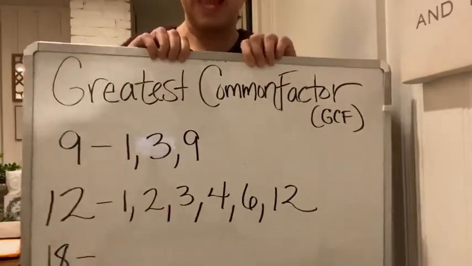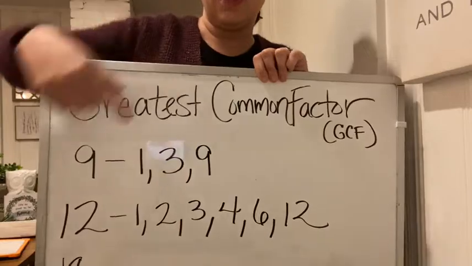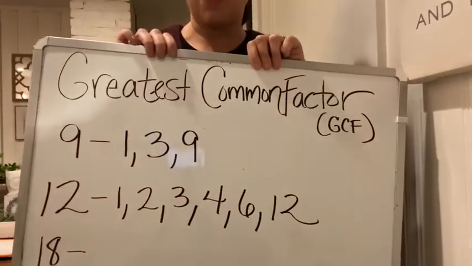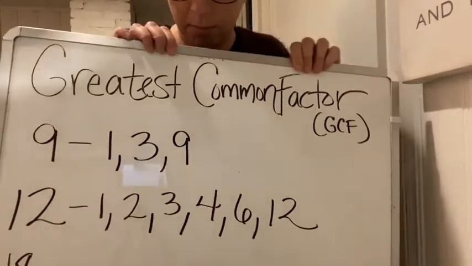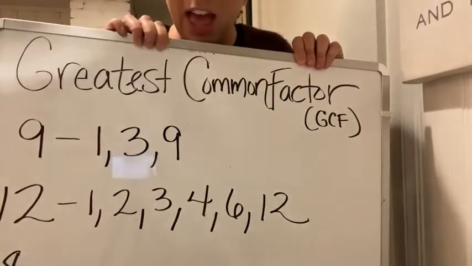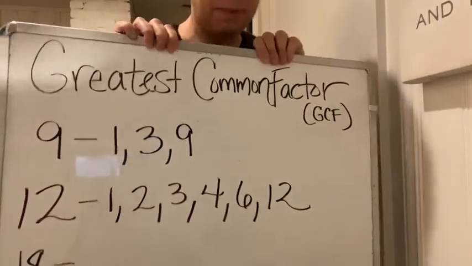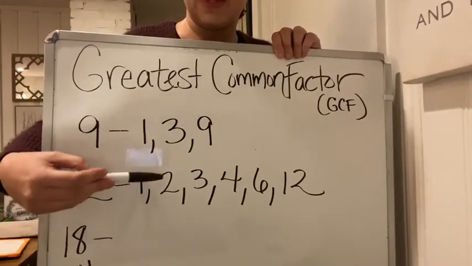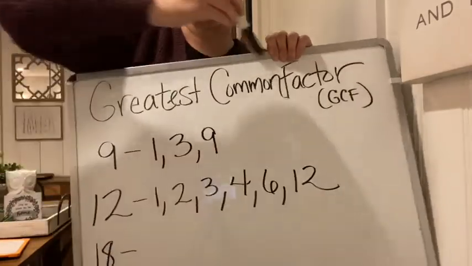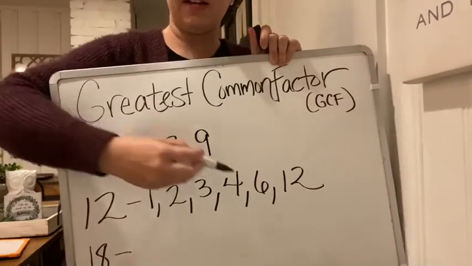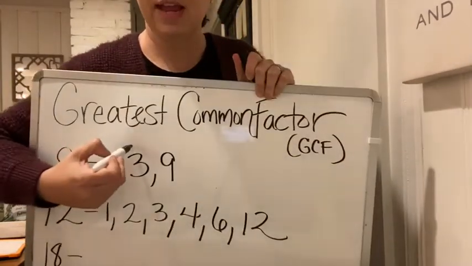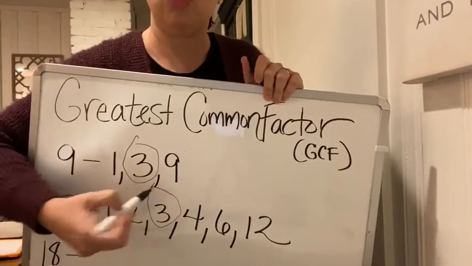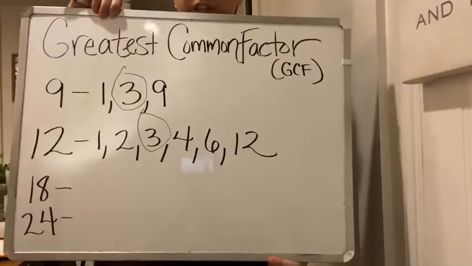Okay, so when I look at 1, 3, and 9 for 9, and 1, 2, 3, 4, 6, and 12 for 12, what is the biggest number or the greatest number that they both have in common? They both have 1 in common. They both have 3 in common. Do they have 9 in common? No. So for 9 and 12, 3 would be the greatest common factor.